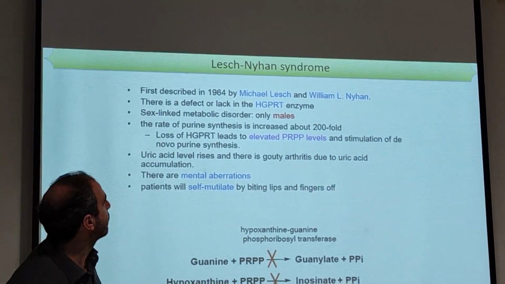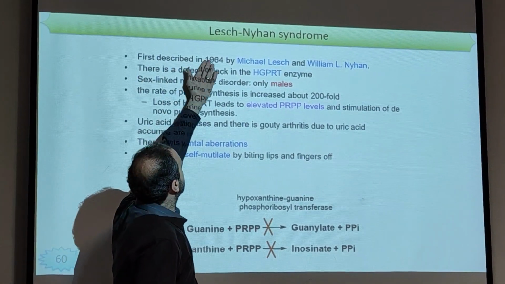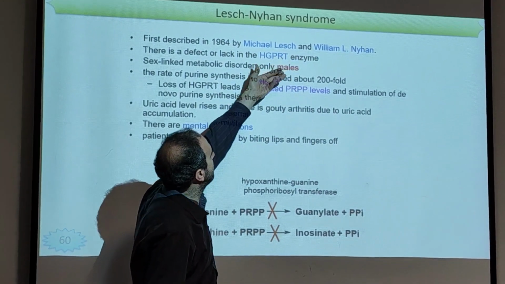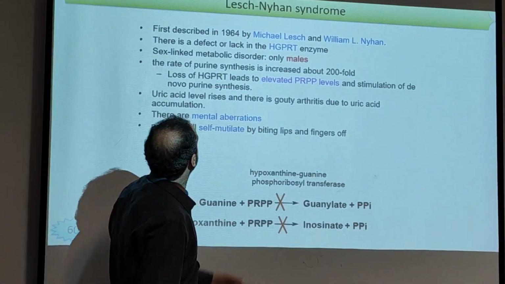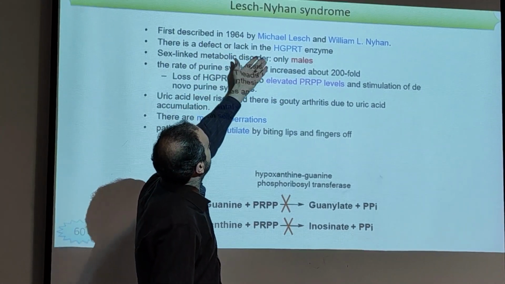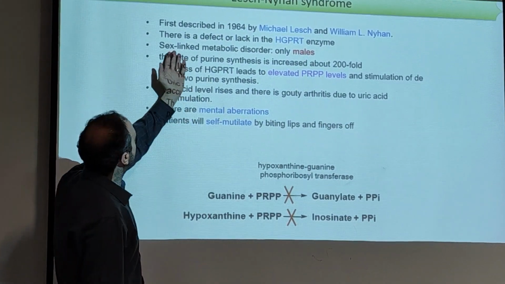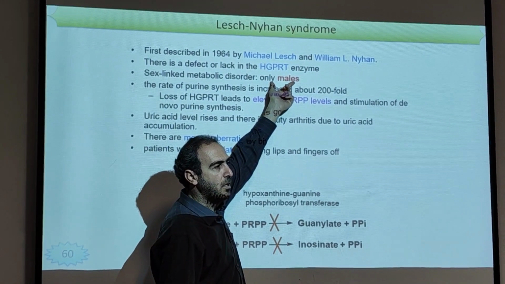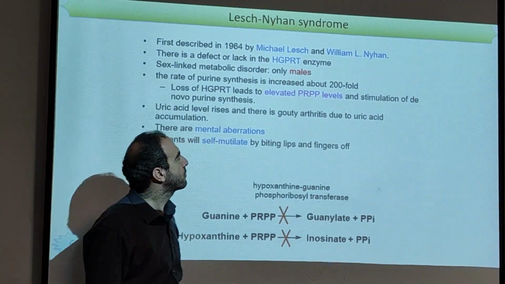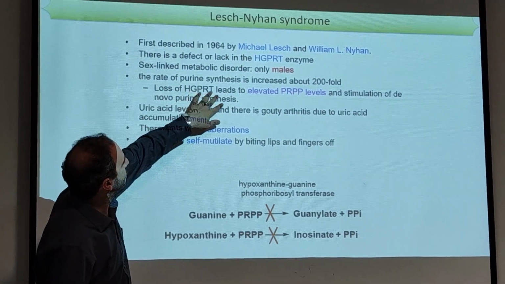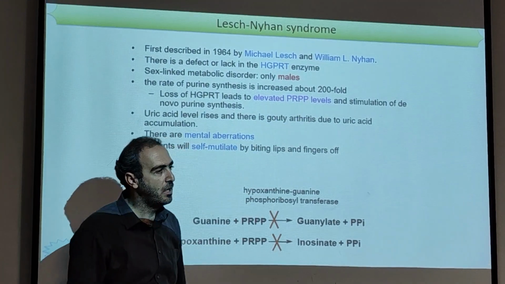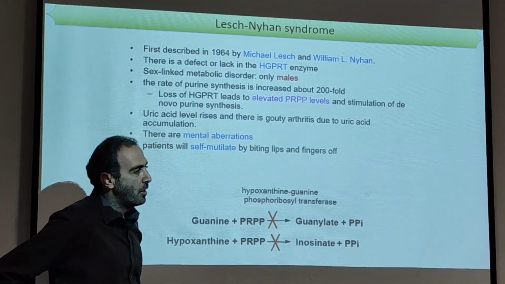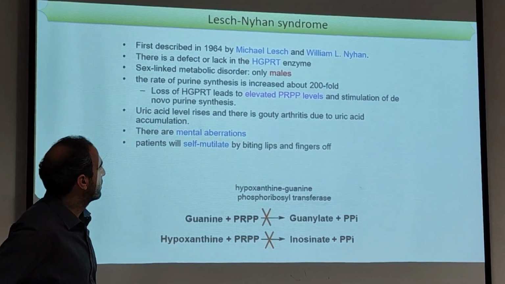Lesch-Nyhan syndrome was first described in 1964 by Michael Lesch and William Nyhan. For this reason, it's known as Lesch-Nyhan syndrome. It's due to the lack or defect of the HGPRT enzyme, and because it's an X-linked metabolic disorder, it occurs only in males. Loss of HGPRT leads to elevated PRPP level, and the production of purine is increased by PRPP level, as I mentioned at the beginning of the class.